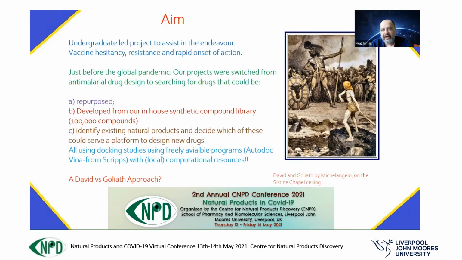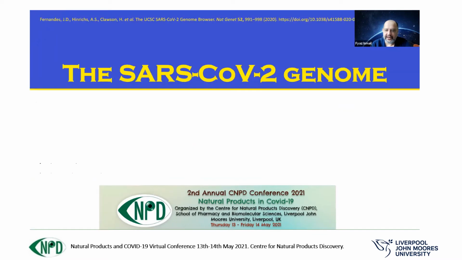We're also interested in identifying existing natural products and deciding which, if any of these, could serve as a platform to design new drugs. We decided to use freely available programs such as AutoDock Vina from Scripps, and local computational resources, because the ones that we normally use, for example those in Switzerland, were in fact completely unavailable because of large numbers of queues from people all around the world. So you may think of this as a David versus Goliath approach that we were taking.